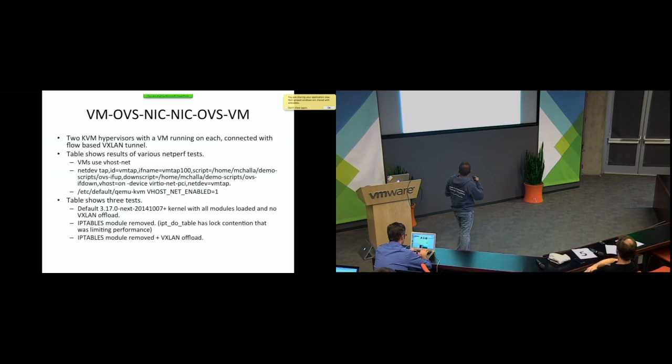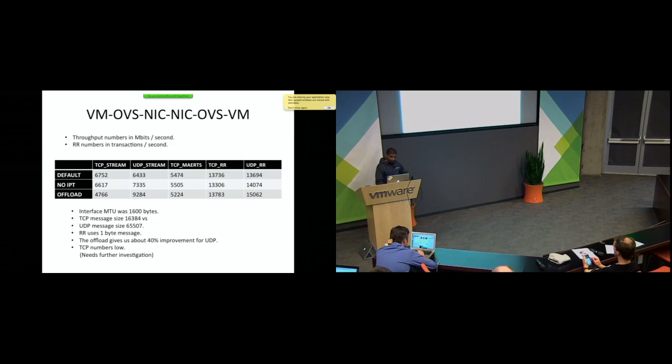So we basically did 3 tests. One of them is a default Linux kernel with all the modules loaded and no VXLAN offload. The second test was IP tables modules removed. For some reason, even if there are no IP table rules configured, if you have the IP tables modules loaded, it takes up time in IPT2 table, and there is some significant overhead there, because we see a difference. We could see the difference in the next slide. And then the next numbers are IP tables modules removed plus the offload which the card provides.